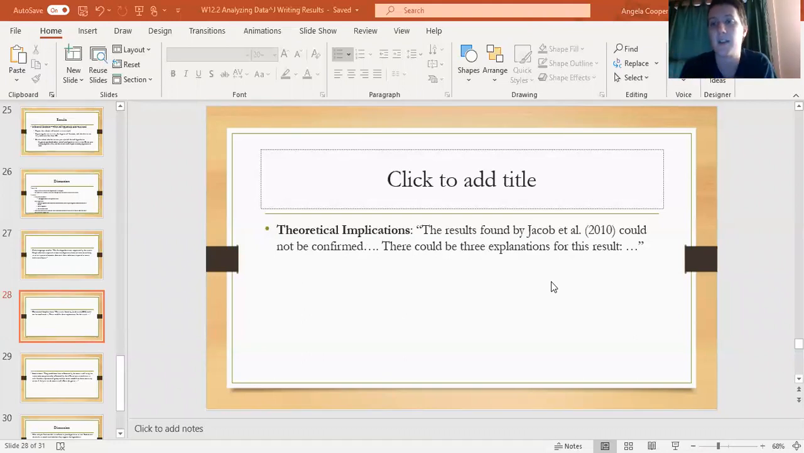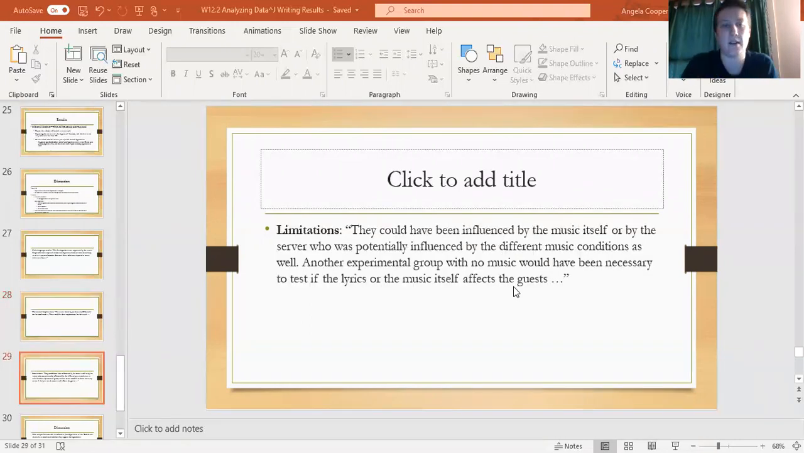Read their discussion section and see when they start talking about the other research, like, oh, Jacob et al. 2010 could not be confirmed. There are 3 explanations, and they start rattling off explanations. Kind of look into that and see how they write about it. See what they mention for their theoretical implications.